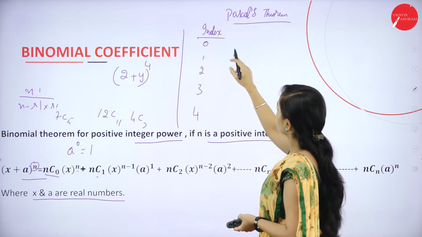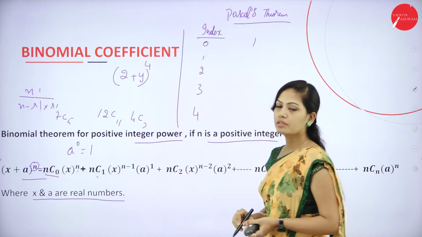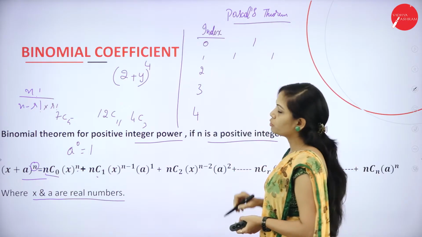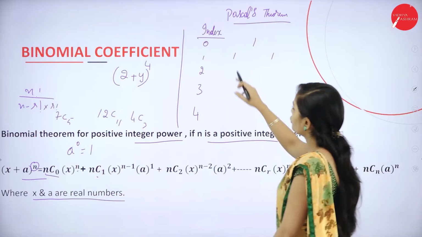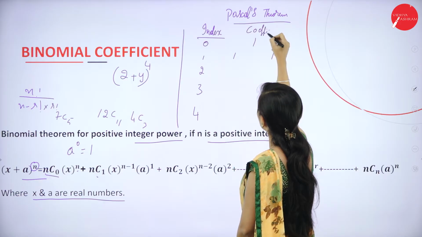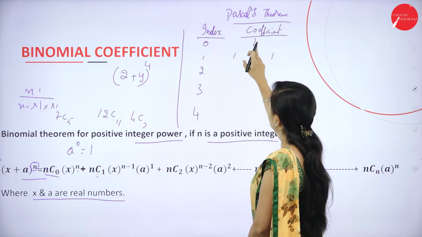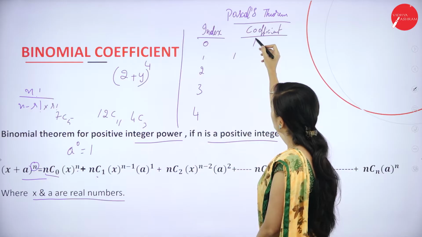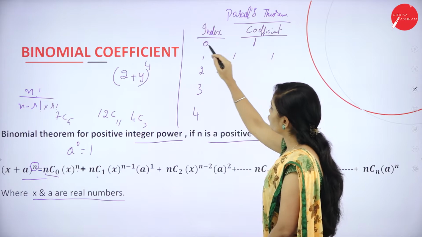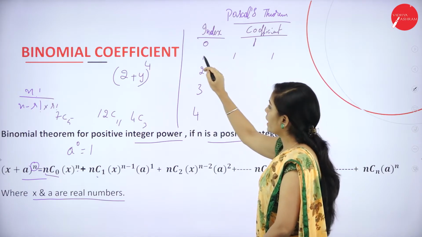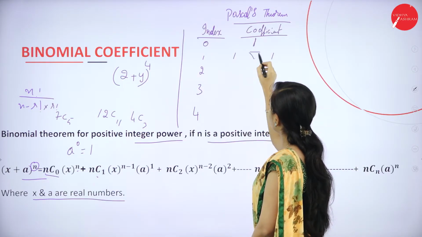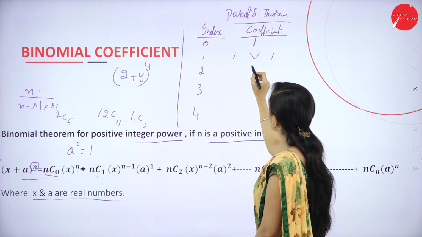Now if your index value is 0, the coefficient is 1. Clear? I am using Pascal's theorem. I start from 1, and if the index value is 0, it is 1. If the index value is 1, it is 1, 1. If the index value is 2, we use Pascal's theorem: 1 plus 1 is 2.